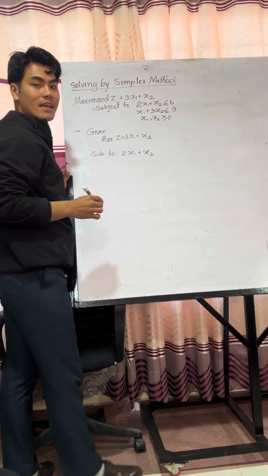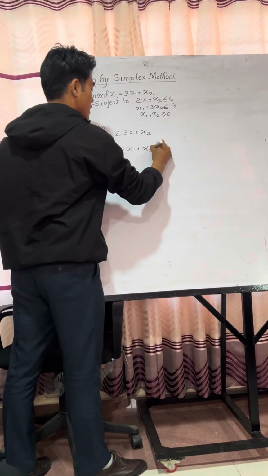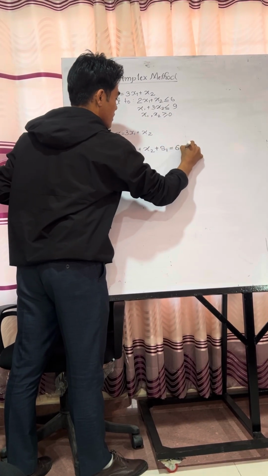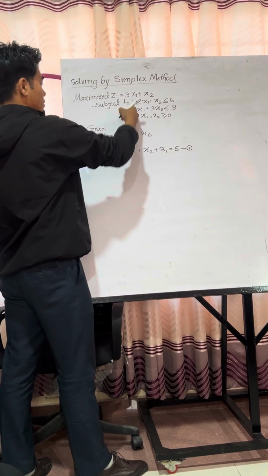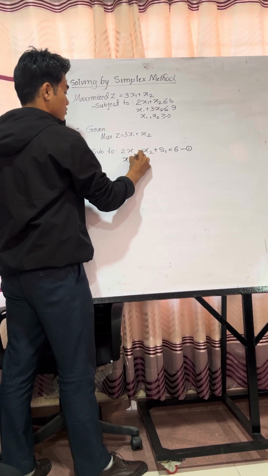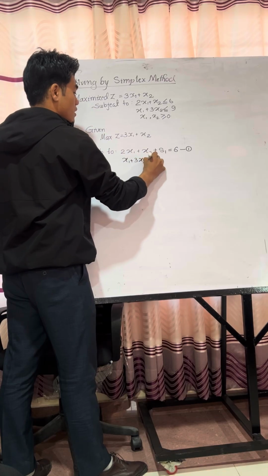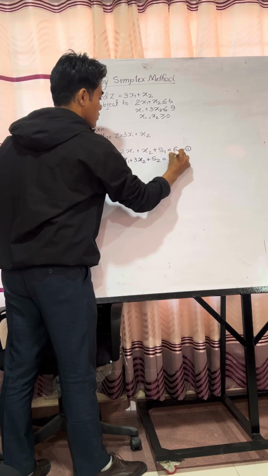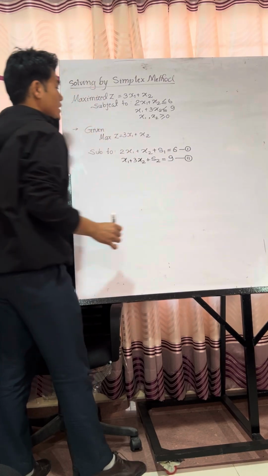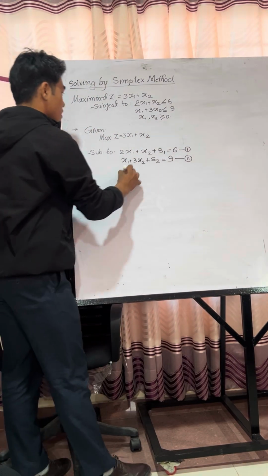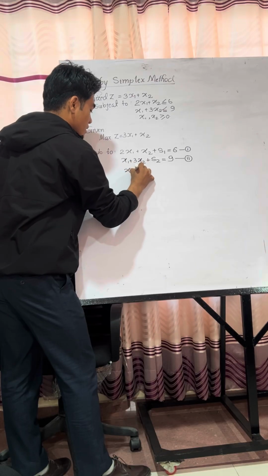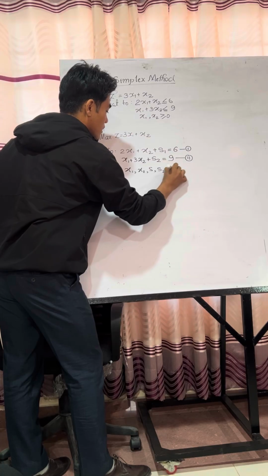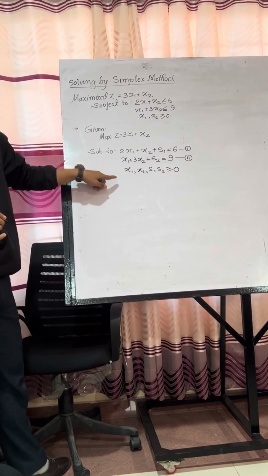Here we'll add the slack variable that we call S1. Slack S1 equal to 6. This becomes the first equation. And the second equation is x1 plus 3x2. Now here also we'll add another slack variable, that is s2, which equals 9. This is the second equation. In this way, here are the restrictions: x1, x2, s1 and s2 are greater than or equal to 0. This is the restriction.